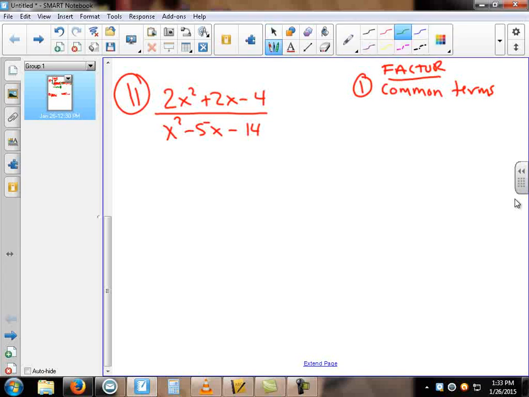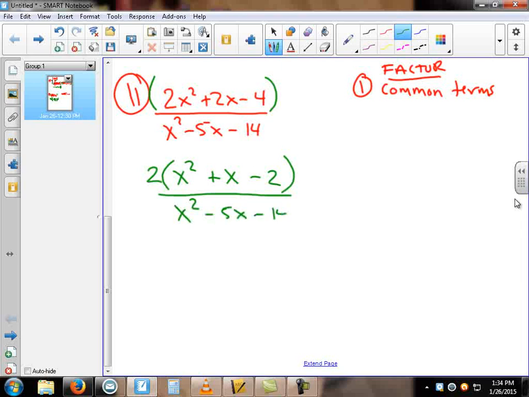So if I look at the numerator, is there anything in the numerator that everything divides by, or that everything has in common? It looks like they all have a 2 in common. So I'm going to write it as 2 parentheses, and then I'm going to write out what's left, x squared plus x minus 2. I divided everything by 2. On the bottom, there's nothing in common, so I keep x squared minus 5x minus 14. Okay, so step 1 was to take out common terms.